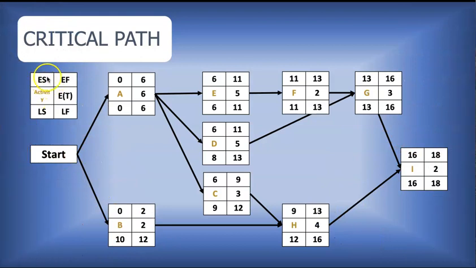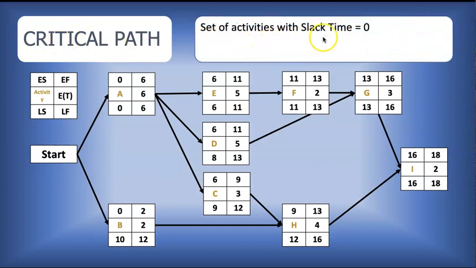Right, so in the forward pass, we did our earliest start times and our earliest finish times. And we also established that the project is expected to be completed in 18 weeks. For our backward pass, we calculated our latest start times and latest finish times. Now we want to move on to the next step where we do our critical path. So the critical path is a set of activities that have a slack time of 0. And we still establish what the slack time is. The critical path is also the longest pathway through the project.